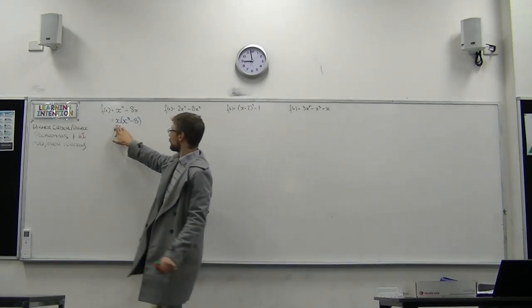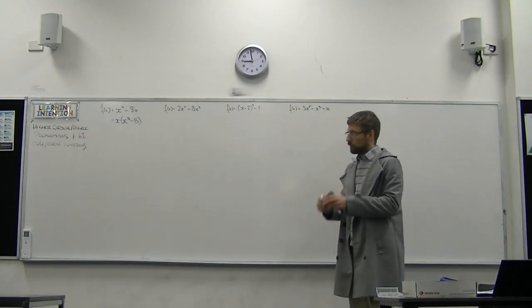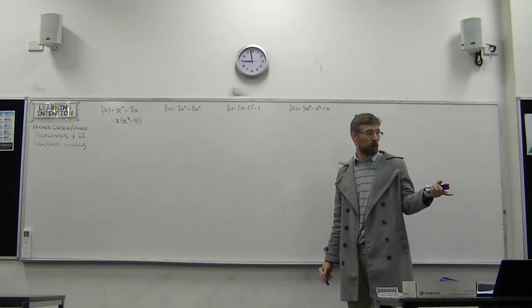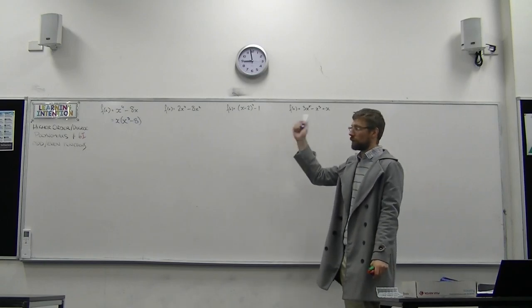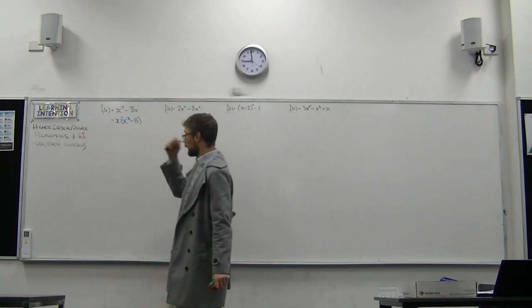Based on this here, do we know something about this graph? Right, it has to go through the origin, because if x is 0, great, I've got one of my intercepts. Cool, all right. x cubed minus 8.